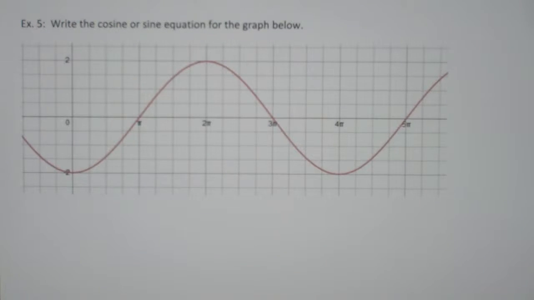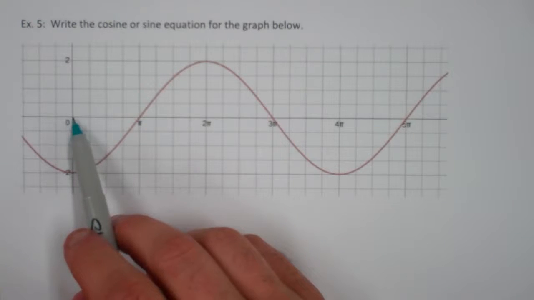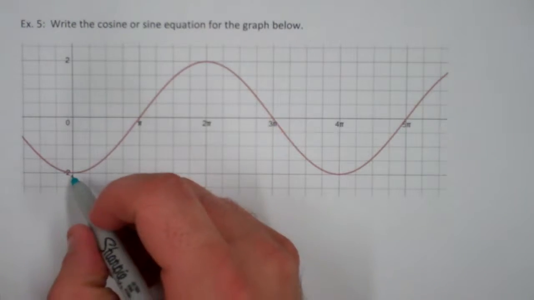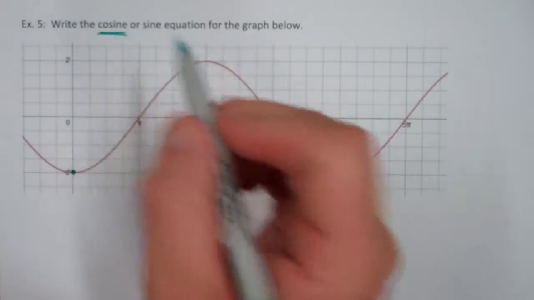In example 5, we need to write the cosine or sine equation for the graph below. So just like the previous example, I like to start with where this graph begins. And it doesn't begin at 0, 0. It begins down 2. So right away I'm thinking probably a cosine is going to be an easier one to write.